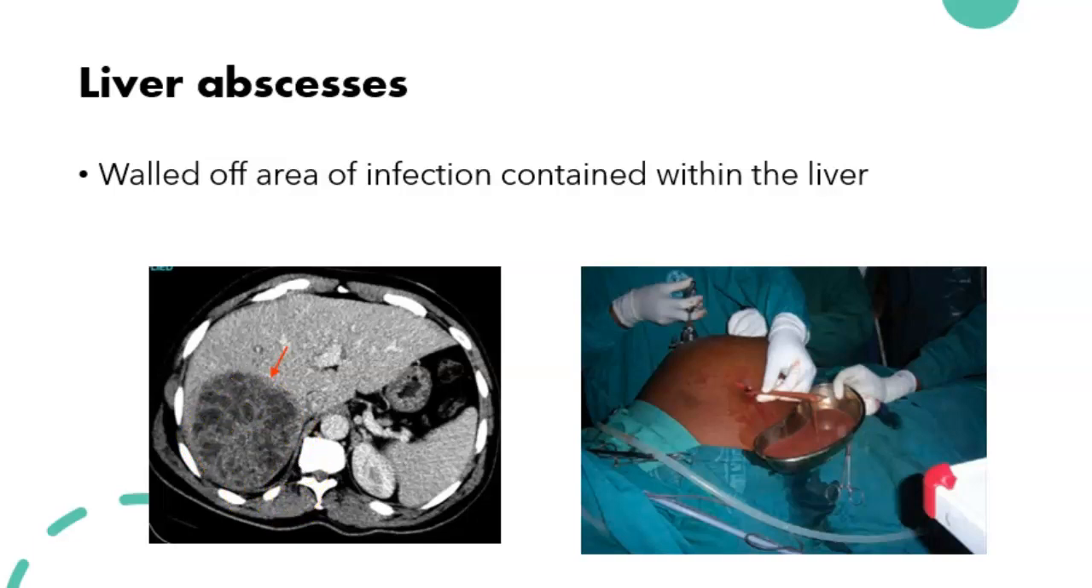Usually it will be treated with IV antibiotics, but if needed, the surgeon can go in and drain it surgically. So basically that is putting a tube, a catheter, into that abscess and letting it drain out. You can see that in this picture on the right-hand side.